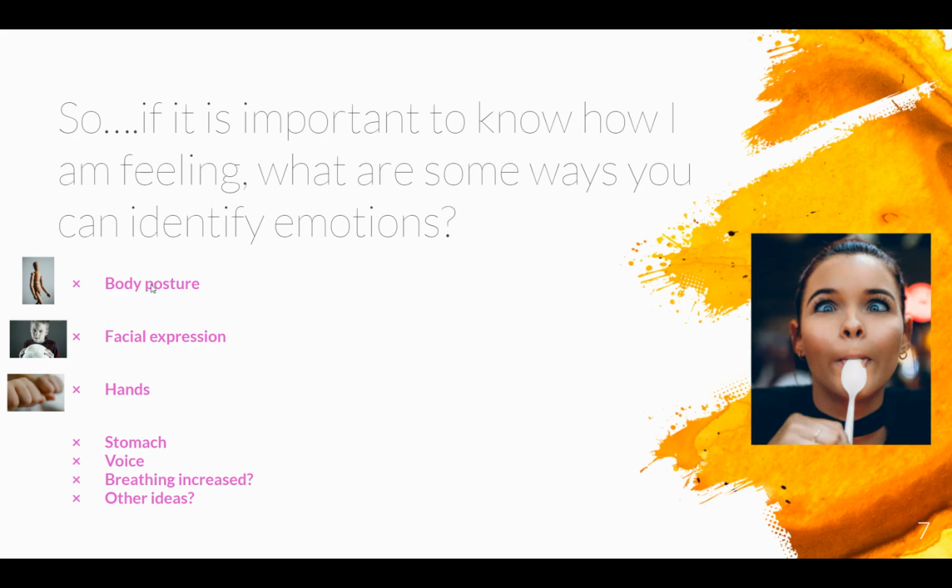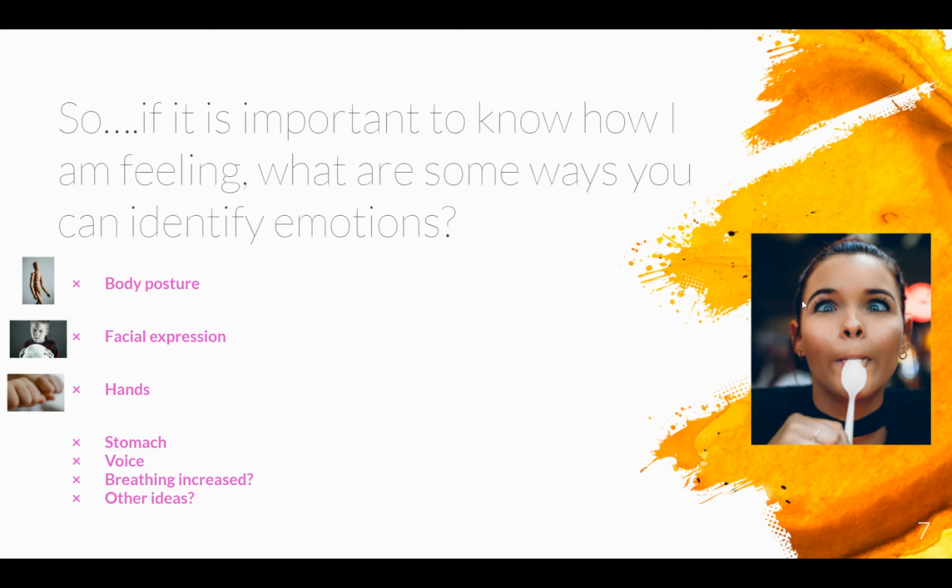The first way is body posture. If our back is real straight, we might be excited and ready to learn maybe, but if we're slouching, maybe we feel sick or tired or sad or we're bored or we're relaxed. Our facial expression can give us a clue as to how we're feeling. It could be our eyebrows, our mouth, if it's smiling, maybe our jaw is clenched, maybe our eyebrows are furrowed, or here they're kind of up.